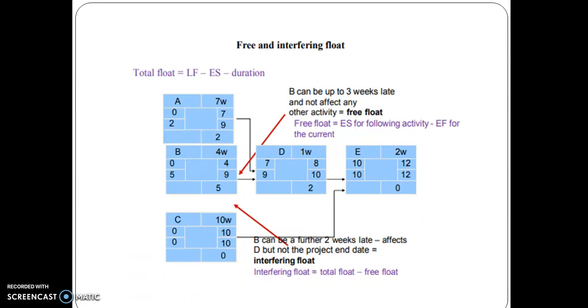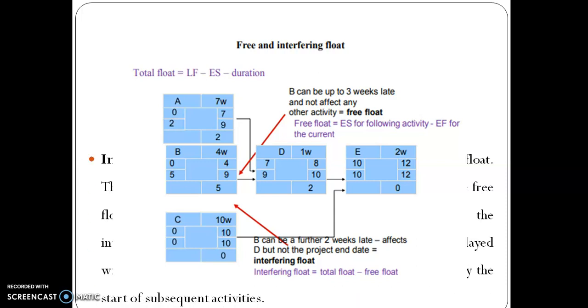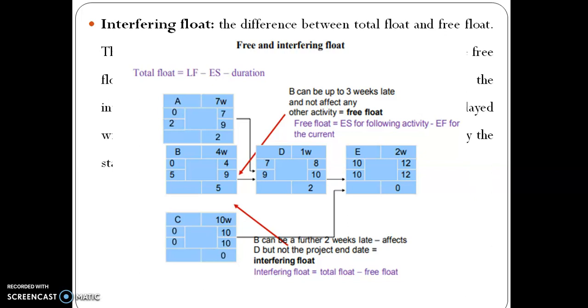Free and interfering float. So here, total float equals LF minus ES minus duration. B can be up to 3 weeks late and not affect any other activity, equal to free float. B can be a further 2 weeks late, which affects D but not the project end date. That is interfering float, the difference between total float and free float.